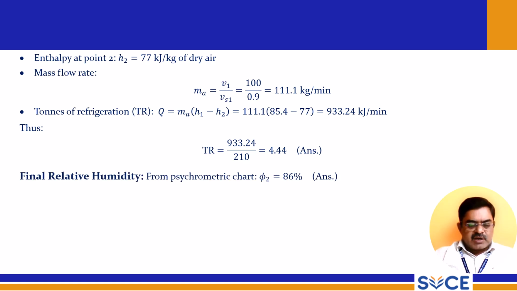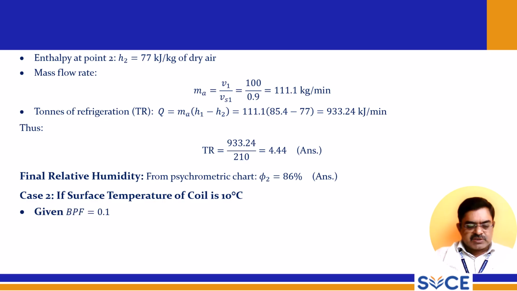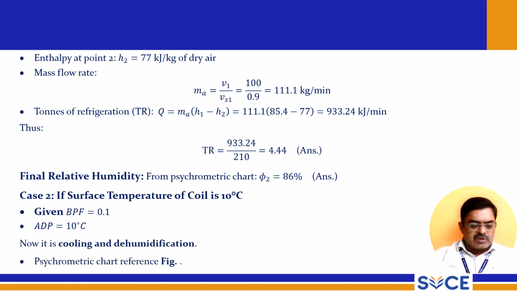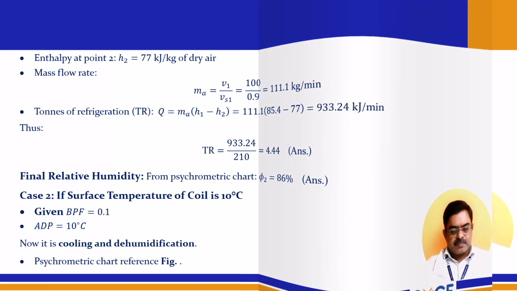So final relative humidity from the psychrometric chart, phi2 equal to 86%. And if the surface temperature of the coil is 10 degrees Celsius, so we know the BPF equal to 0.1, ADP will be 10 degrees Celsius. Now it is a cooling and dehumidification process. From the psychrometric chart, the reference is the figure.